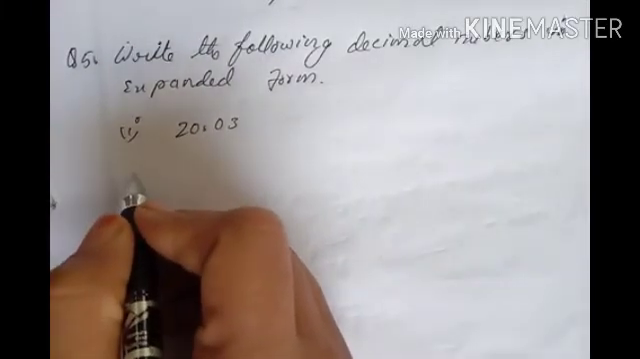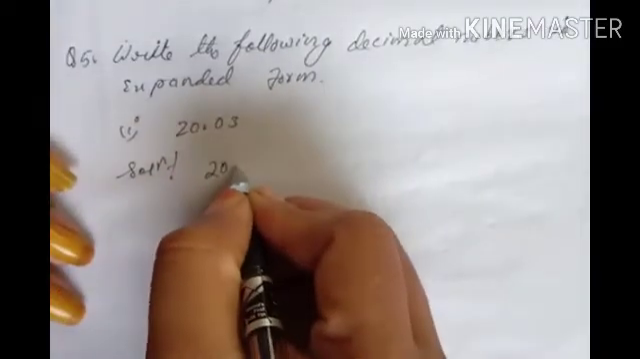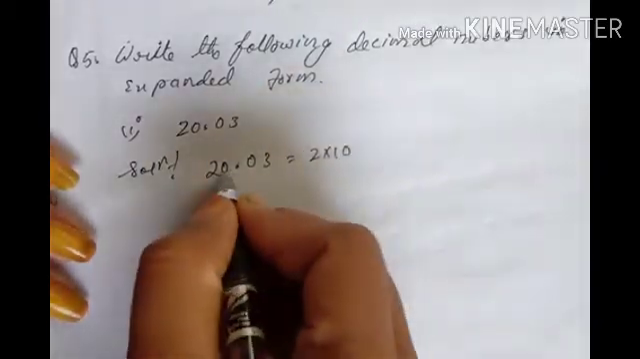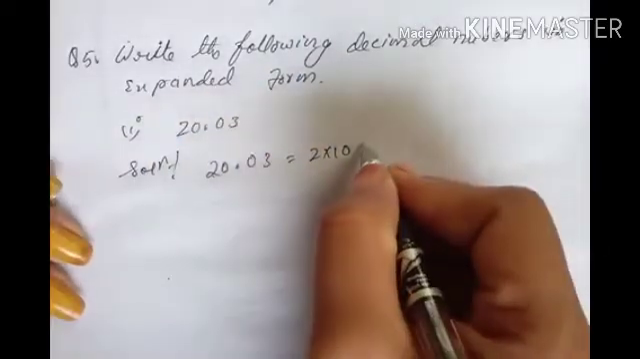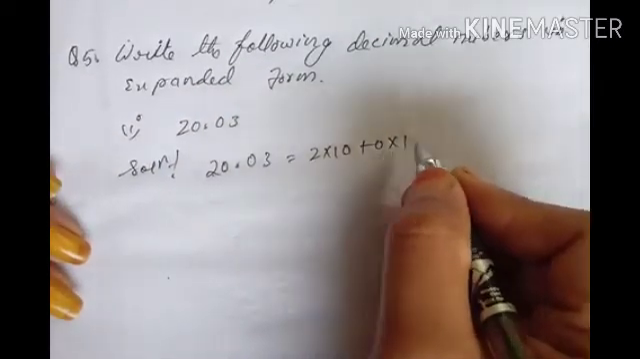Before the decimal, you will write in the same way. Before the decimal you will write, how you will write, this is given, isn't it? Now 2 into 10, because this is in the 10 place, you will multiply with 10, plus 0 into 1, because this 0 is in the 1 place, so you will multiply with 1.